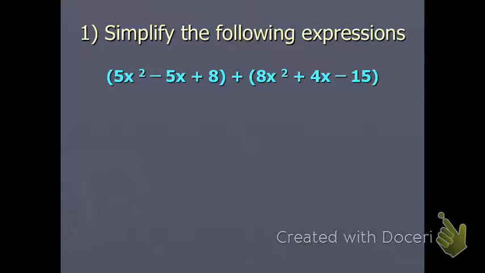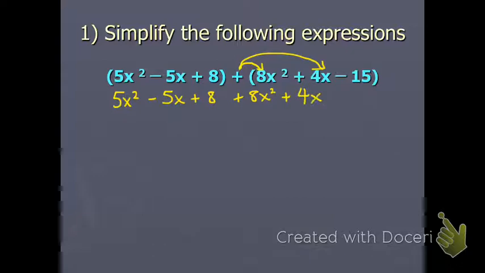So let's get started. We have the first quantity of 5x squared minus 5x plus 8. We're not going to distribute anything to it, so we can just rewrite that one: 5x squared minus 5x plus 8. In the second quantity, we have an addition sign in front on the left side of the parentheses, so we have to distribute our addition sign. So that would be plus 8x squared. We're going to distribute the addition sign to the second term, plus 4x, and then the addition sign to the third term, which would be minus 15. If you notice, when you distribute an addition sign, nothing changes in the expression.